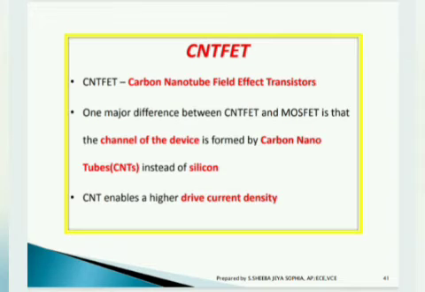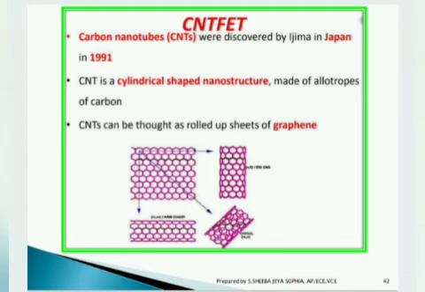The major difference between the CNT FET and MOSFET is that the channel of the device is formed by carbon nanotubes, that is CNTs, instead of silicon. CNT enables a higher drive current density. And these carbon nanotubes were discovered by Iijima in Japan in 1991. CNT is a cylindrical shaped nanostructure made of allotropes of carbon. CNTs can be thought of as rolled up sheets of graphene, as you can see in this diagram given.